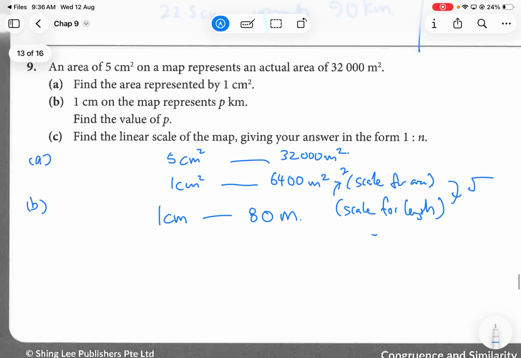But the question is asking me, 1 cm represents p kilometer. But right now my scale is 1 cm to meter. So I still need to convert this to cm to kilometer. Divide by 1000. Very good.